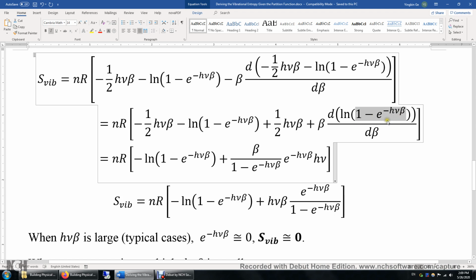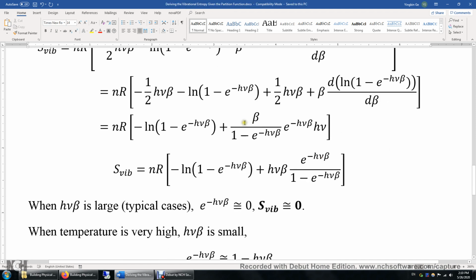What's the first derivative of this function? It's very simple. Again, chain rule again. The first derivative of 1 is 0. The first derivative of this exponential function is going to be negative h nu times this same function. Negative h nu times this negative sign is positive h nu. So you see this positive h nu here times this exponential function. And then we further simplify this equation. We put this h nu and beta together, and we have this h nu beta here.